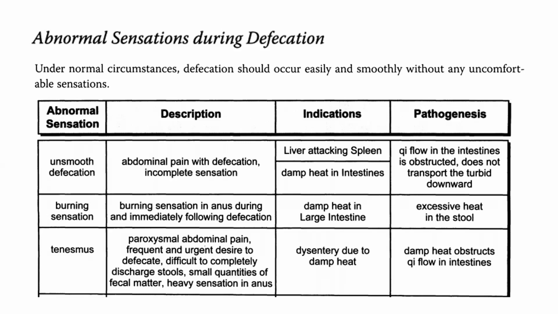Next, if there is a burning sensation in the anus during and immediately following defecation, this indicates damp heat in the large intestine, which is excessive heat in the stool. If there is tenesmus, it's a paroxysmal abdominal pain, frequent and urgent desire to defecate, difficult to completely discharge stool, small quantities of fecal matter, heavy sensation in the anus. This indicates dysentery due to damp heat, which is damp heat obstructing chi flow in the intestine.